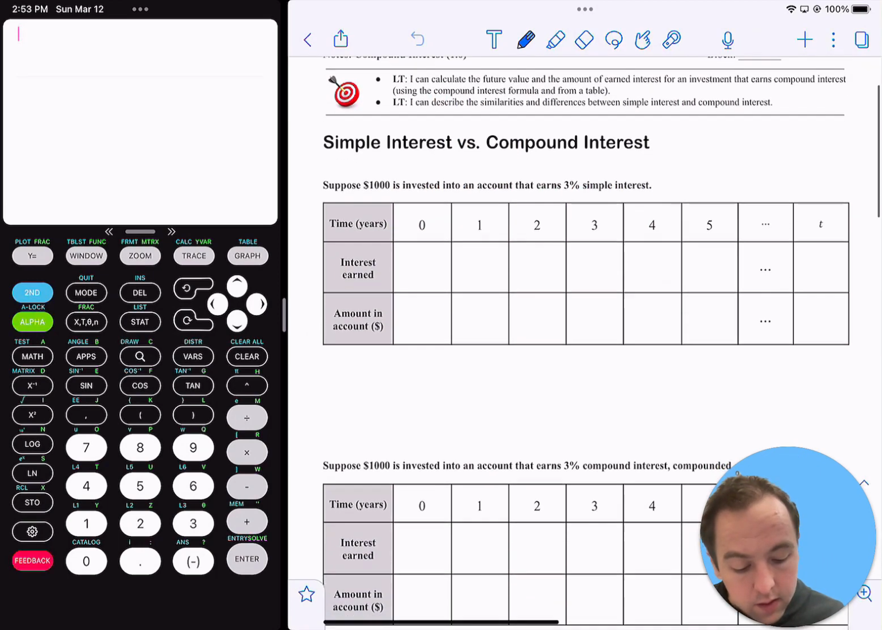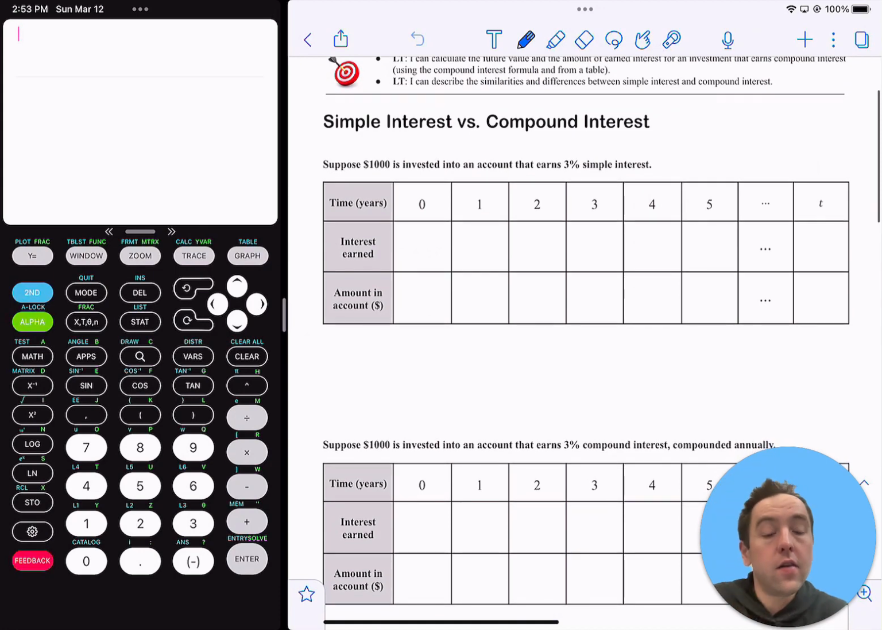So I'm going to look at a couple examples. You can see on the screen here there are two different tables. And I'll start with the example that's towards the top, where it says that $1,000 is invested into an account that earns 3% simple interest. So I want us to be able to look at how the money is going to accumulate over time.